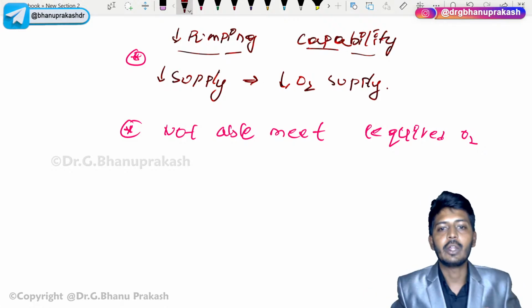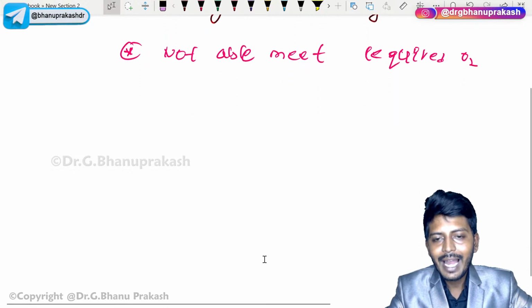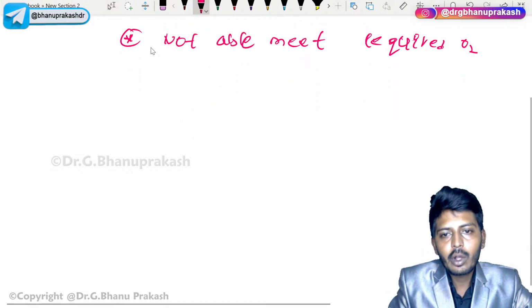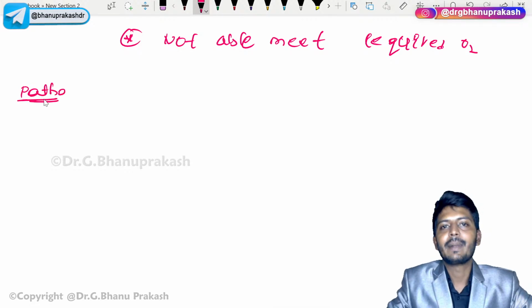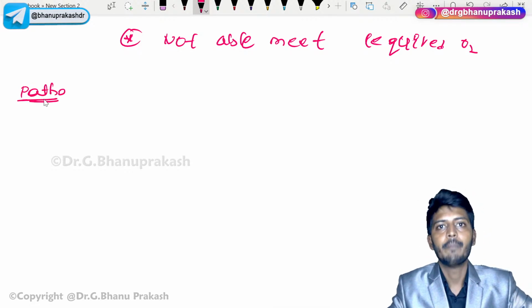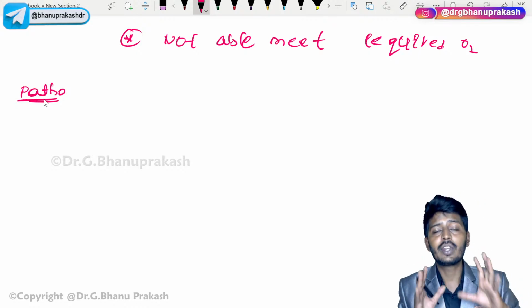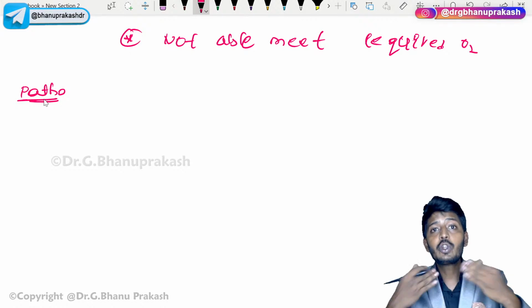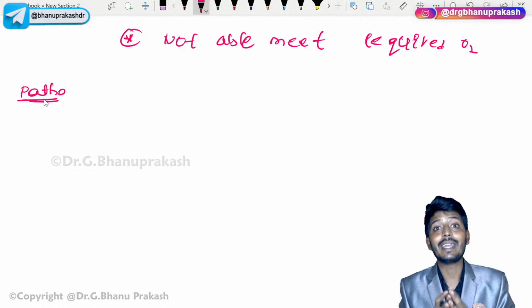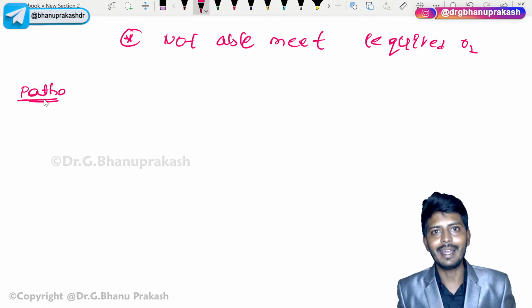So if there is a decrease of oxygen supply, what will happen? Now the most important pathology, the pathogenesis of heart failure. In the pathogenesis, my dear students, what we must know is that the heart has two ventricles, right? If there is failure of two ventricles, it means both the ventricles are not able to pump the blood. So what will happen? Let's see, right?